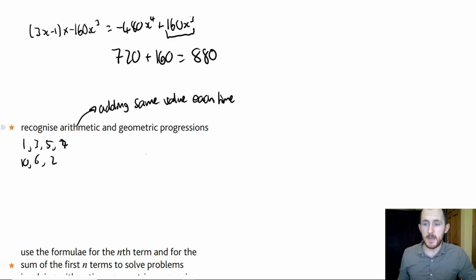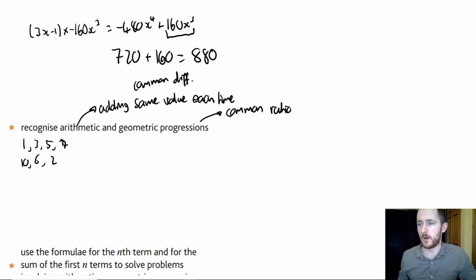Okay? Geometric progressions have a common ratio. So this here is called a common difference. Here is called a common ratio. So what that means is you are timesing or multiplying, which also technically includes division, right? By the same number.